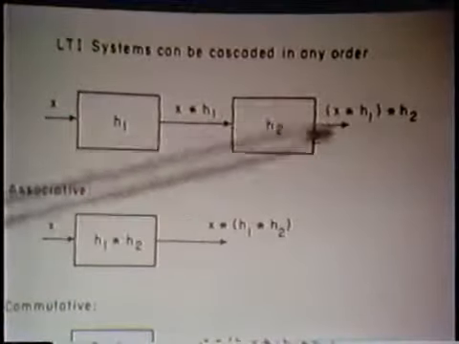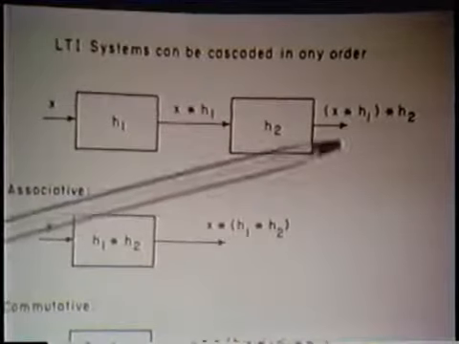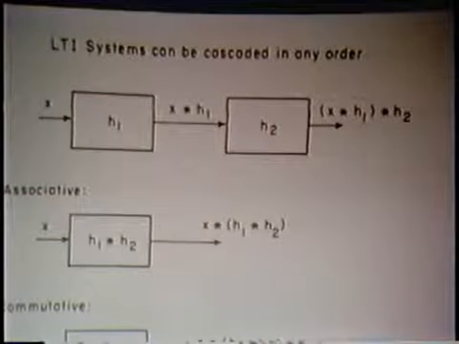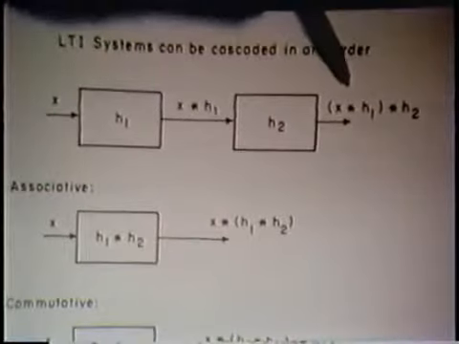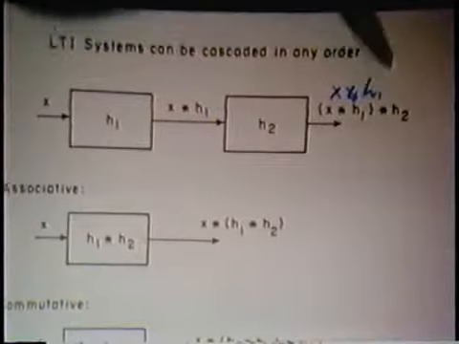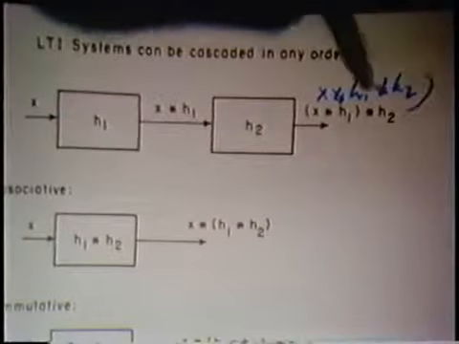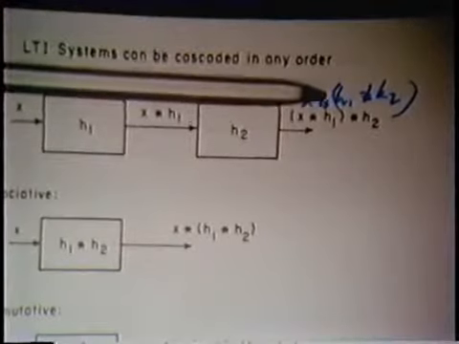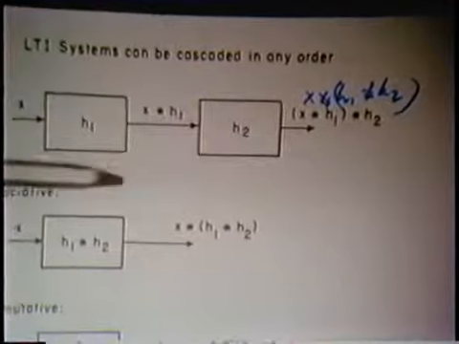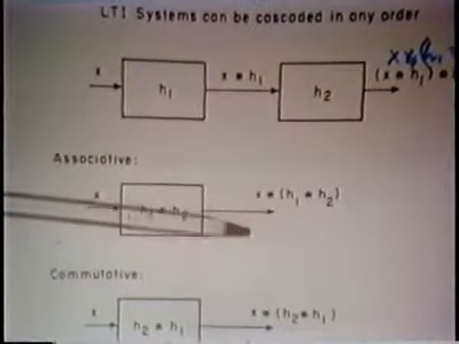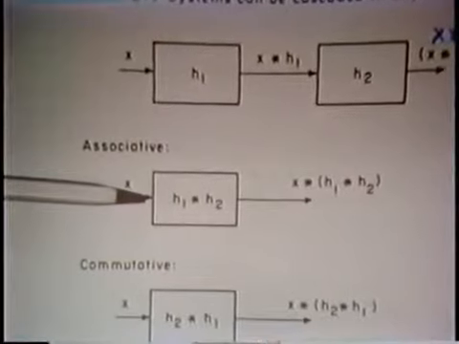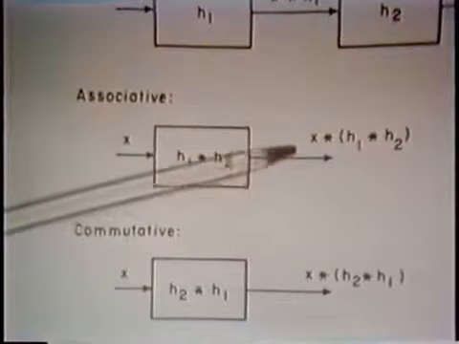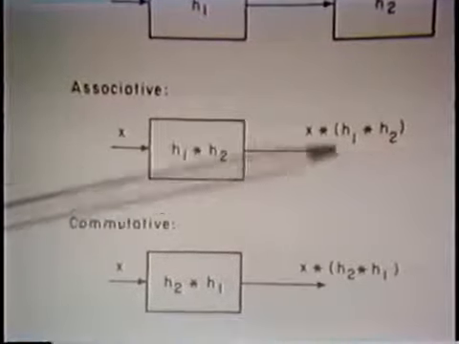So this is the result of cascading the two, and now we can use the associative property to rewrite this as x convolved with h1 convolved with h2, where we group these two terms together. And so using the associative property, we now can collapse that into a single system with an input which is x, an impulse response which is h1 convolved with h2, and the output is then x convolved with the result of those two convolved.